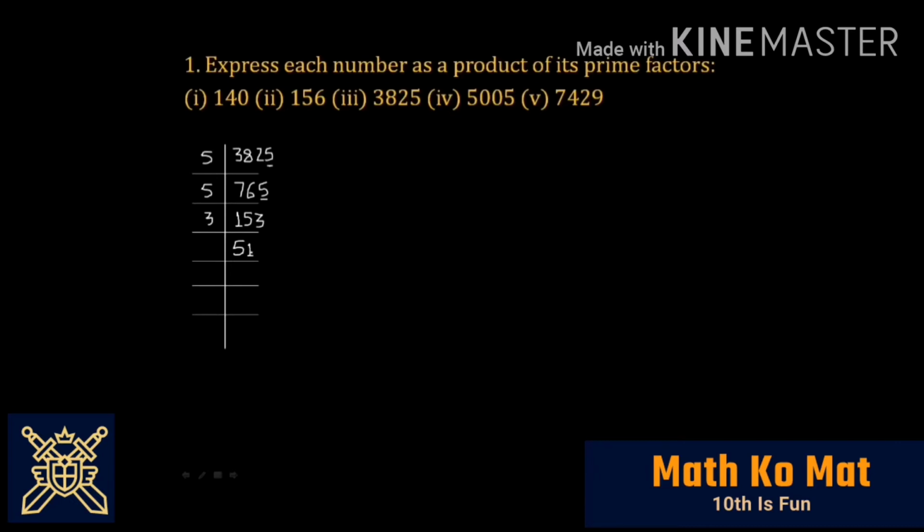Now you can see we don't have an even number at the last, so it won't be divisible by 2. Let's check for 3. 5 plus 1 is 6, and 6 is divisible by 3, so we will divide it by 3. So 3 1s are 3, 5 minus 3 is 2, 21 would be the number, and 3 7s are 21. So we have got 17 here. So we'll write 17 1s are 17, because 17 is a prime number, and we would be getting 1 at the last.